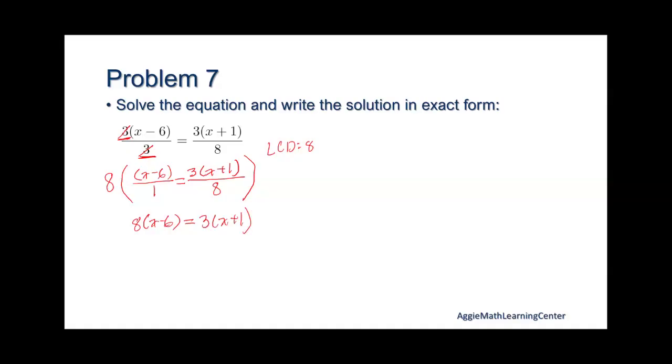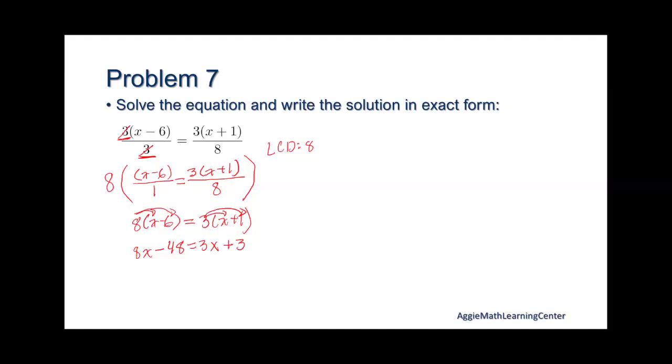So what do we do once we get here? We've got to multiply the 8 and multiply the 3. We're going to distribute. Yes. That is exactly what you just explained, which is we're just going to distribute. So 8 times x is 8x. 8 times a negative 6 is a negative 48. 3 times x is 3x. And 3 times 1 is 3.